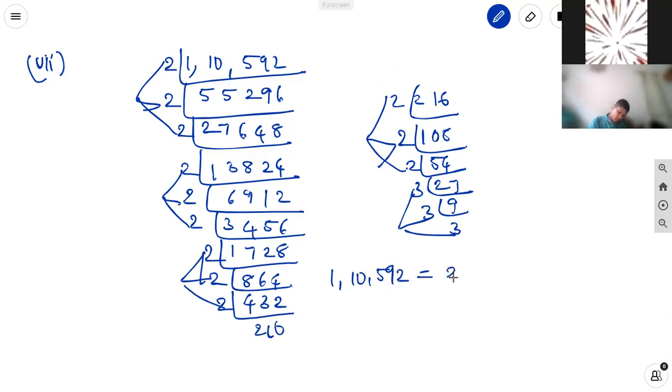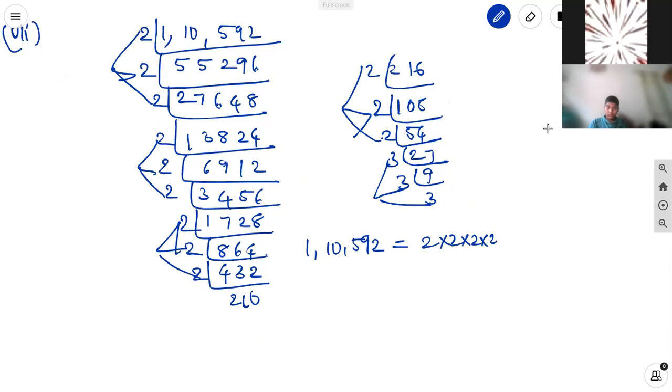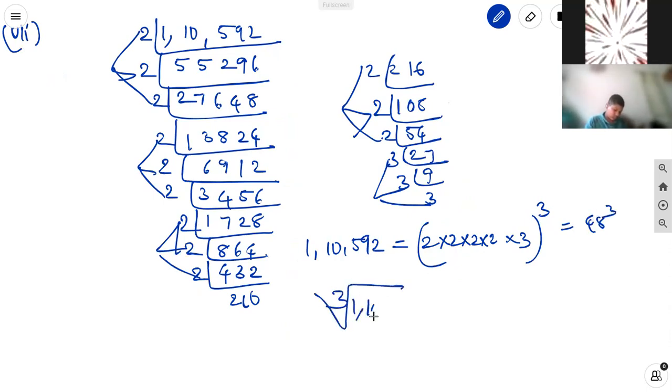So 1,10,592 can be written as 2 into 2 into 2 into 2, four triplets of 2, and one triplet of 3, whole cube. 2 twos are 4, 4 twos are 8, 8 twos are 16, 16 threes are 48 cube. So the cube root of 1,10,592 is equal to 48. That is the answer.